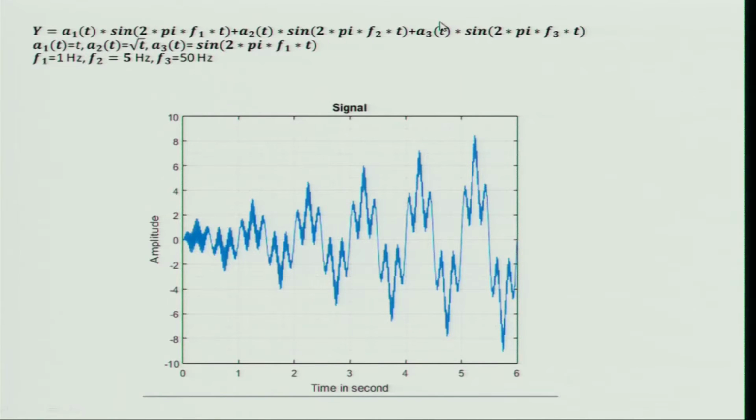So the amplitude of the last component of the signal, which is at 50 hertz, is basically sine of 2 pi times 1 hertz times t. Initially it is 0, then it goes up, then it comes down, then it goes up, then it comes down, and so on and so forth. So this is another thing.